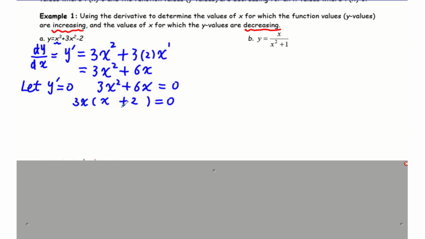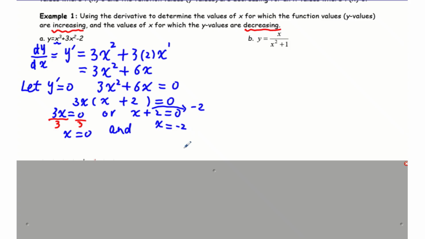Two factors multiplied together equal 0, so either of them may be 0. So we have 3x equals 0 or x plus 2 equals 0. Each of them is a linear equation, and to solve a linear equation, we just isolate the x. We move the 3 to the other side, so we divide both sides by 3, the opposite operation, so x equals 0. For the second one, we isolate x, move the plus 2 to the other side, the opposite operation is minus 2. So x equals negative 2. So we have these two zeros.